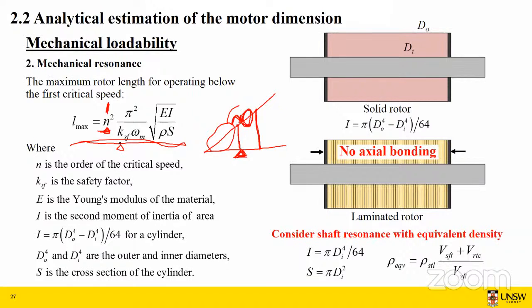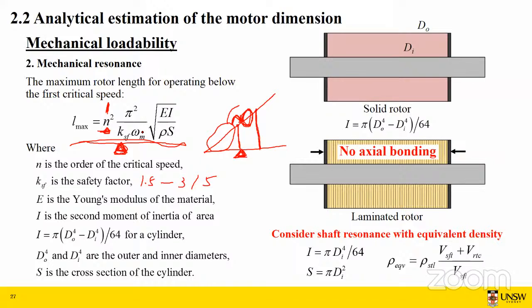KSF is the safety factor. That is because this is a very preliminary, very fundamental analytical method. It's not very accurate, so we need to consider a relatively large safety factor. Normally it should be larger than 1.5, and it can go up to 3 or even 5, depending on the design, okay?